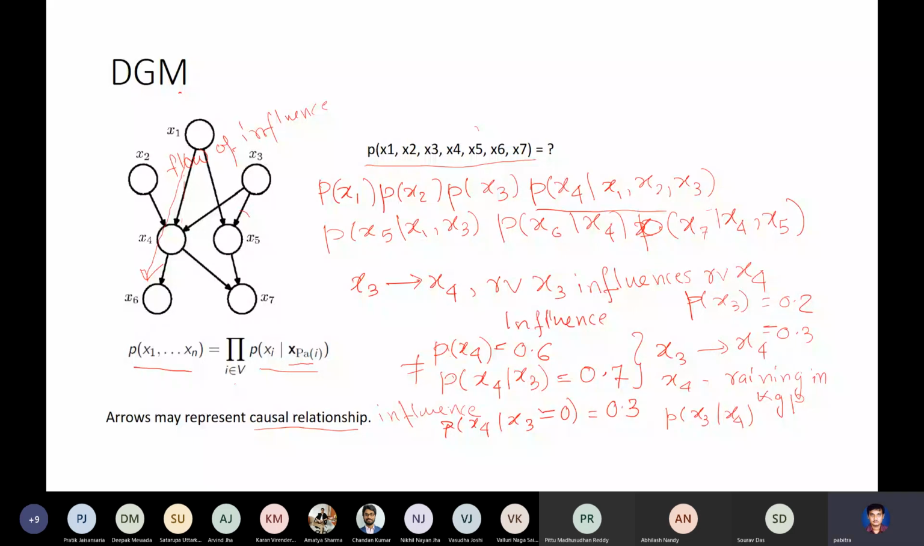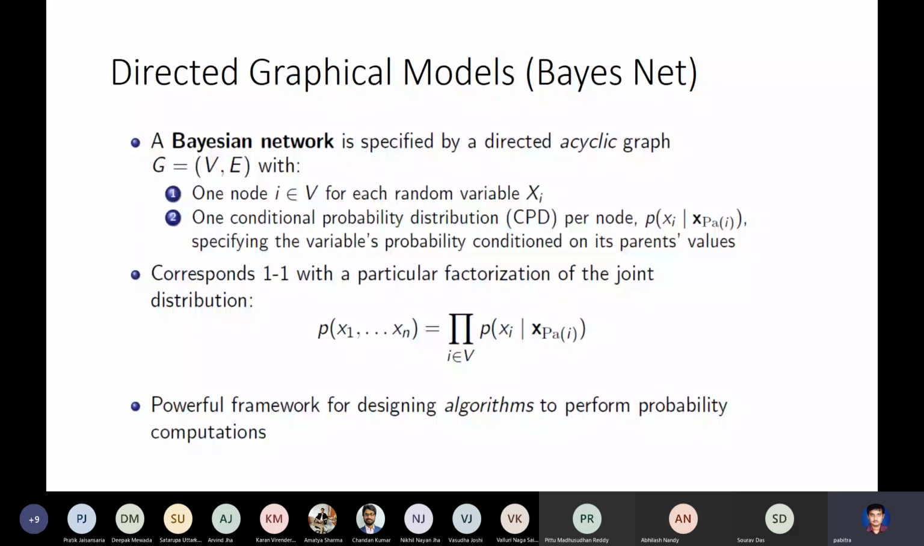So this is the formal definition, which I have already given. The point to be noted is that there is a one-to-one correspondence between a graph and a factorization. But there is no one-to-one correspondence between a graph and a joint distribution, because a joint distribution might have multiple possible factorizations.